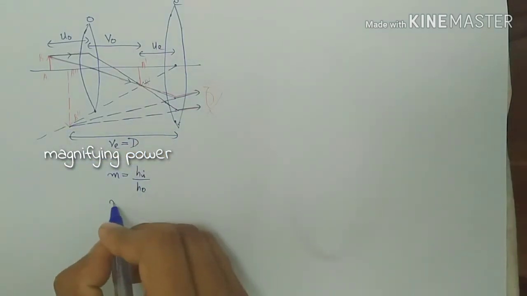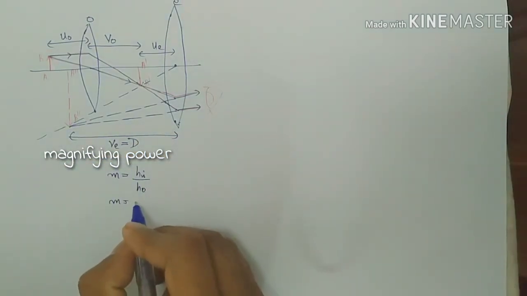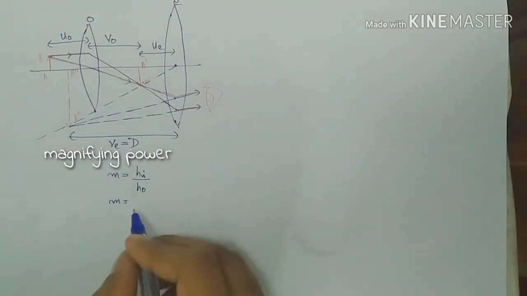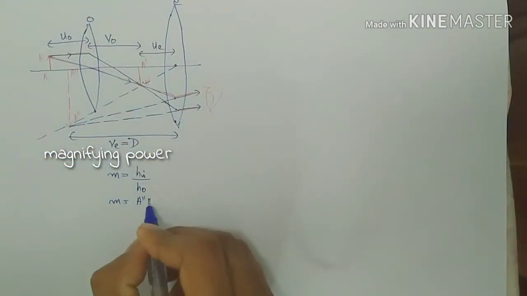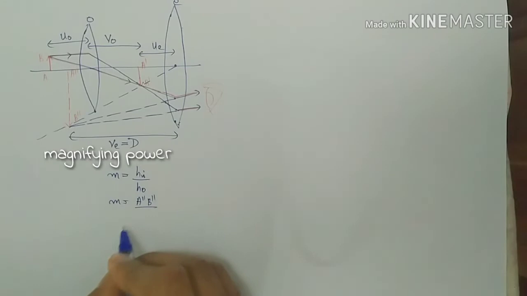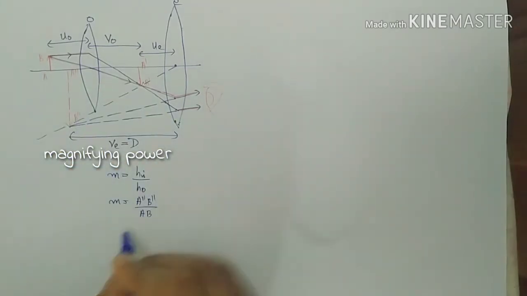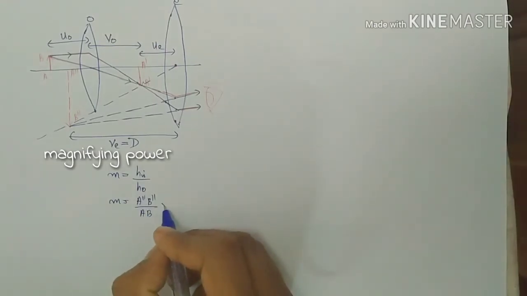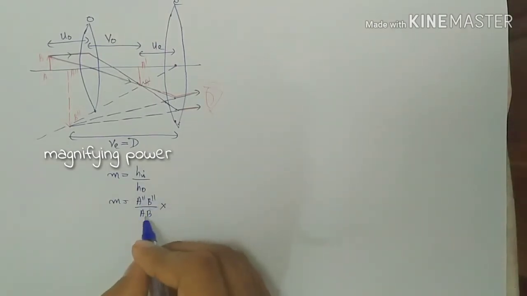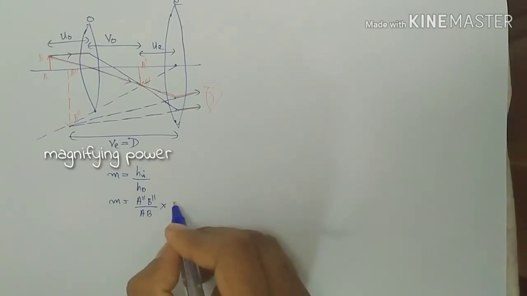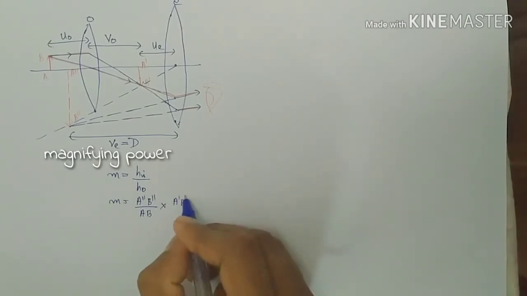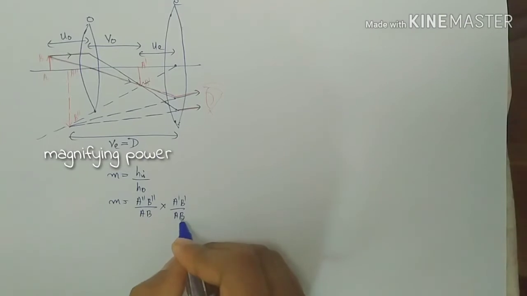Therefore, I could write M is equal to HI, the image, that is A double dash B double dash, divided by the height of the object, that is AB. After writing this, I am just multiplying A double dash B double dash divided by AB with A dash B dash divided by A dash B dash.